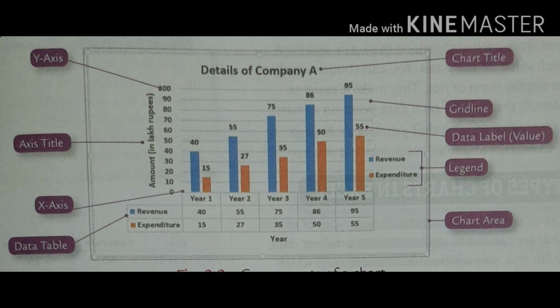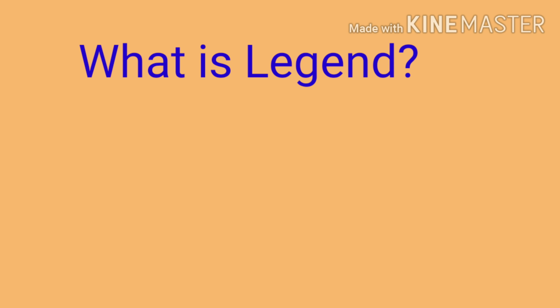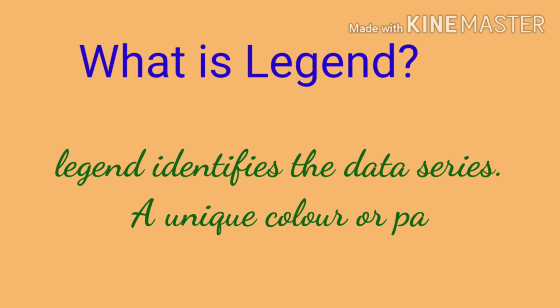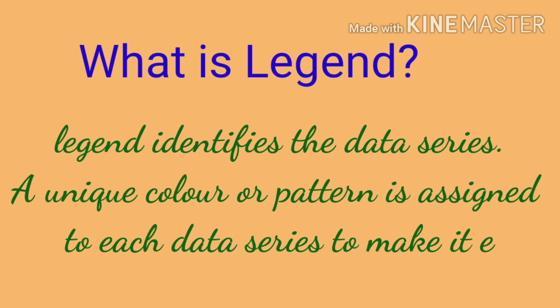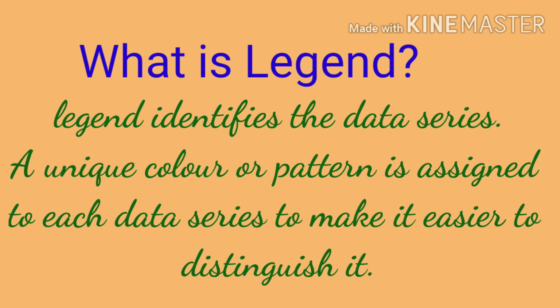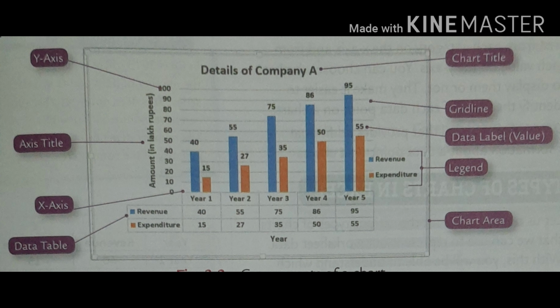Legend. You can see revenue and expenditure are mentioned with two colors, blue and orange. So that is the legend. What is a legend? It identifies the data series. A unique color or pattern is assigned to each data series to make it easier to distinguish visually. Here in the chart, revenue is marked with blue and expenditure is marked with orange. So these are the legend.